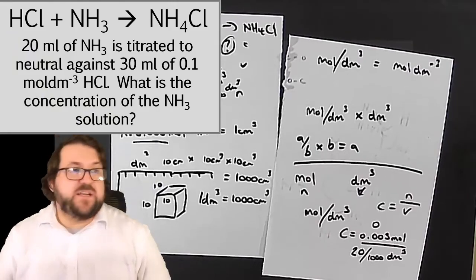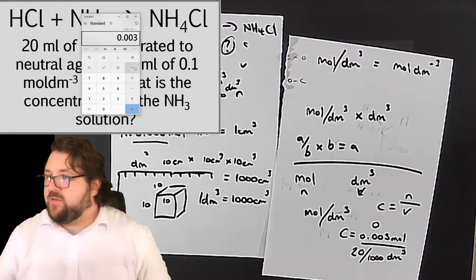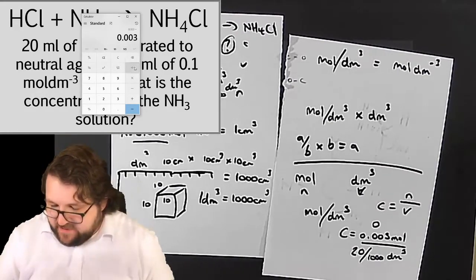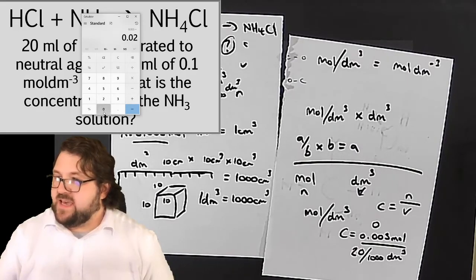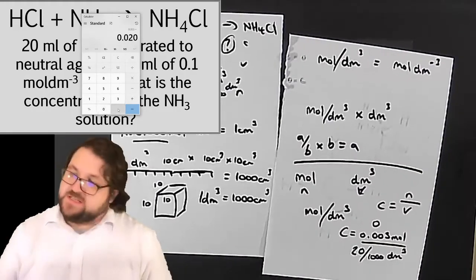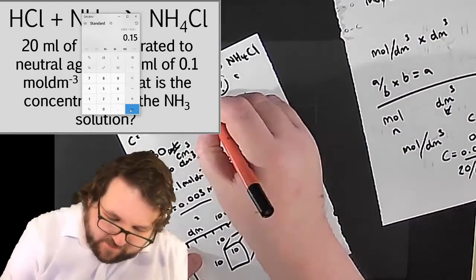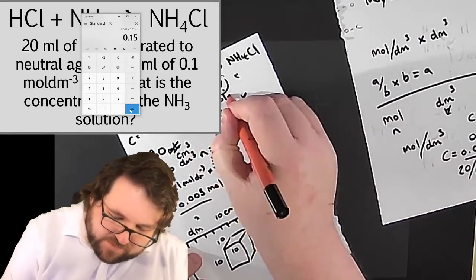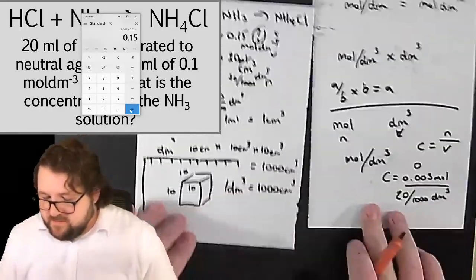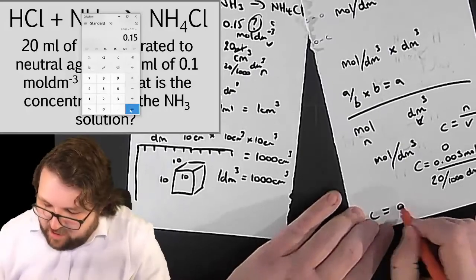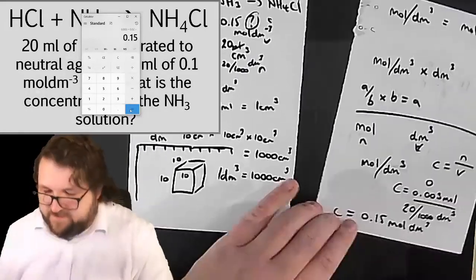What is the concentration of the NH3 in solution? Well, I know that there are 0.003 moles of it, and I know that that is present in 0.020, so that's 20/1000 decimeters cubed, 0.15, I think. And the unit is moles per decimeter cubed. There. So concentration is 0.15 moles per decimeter cubed.